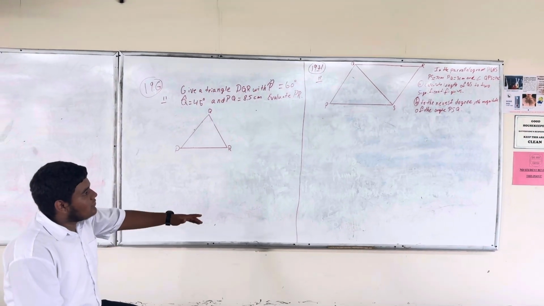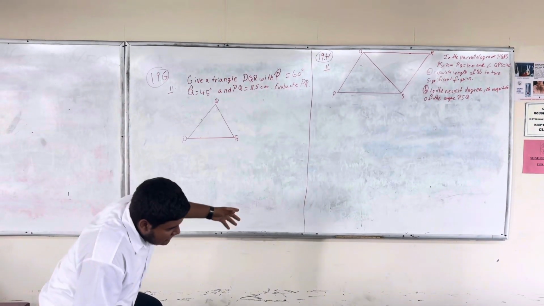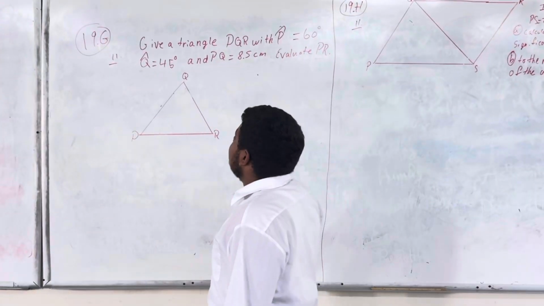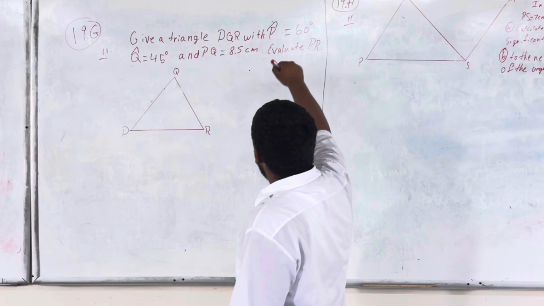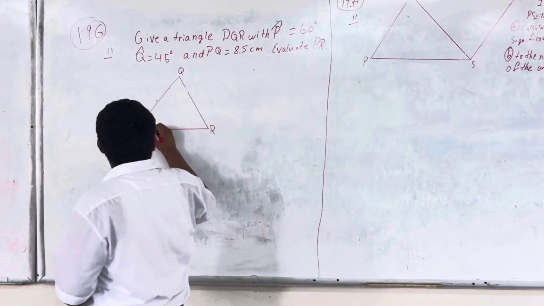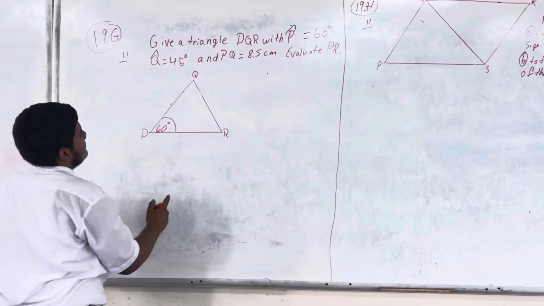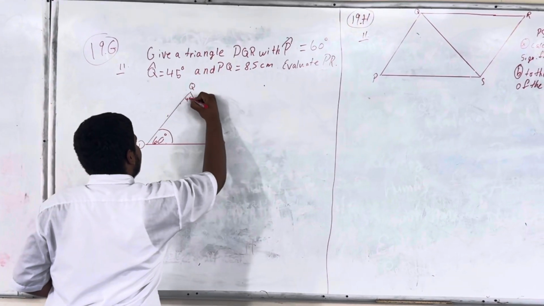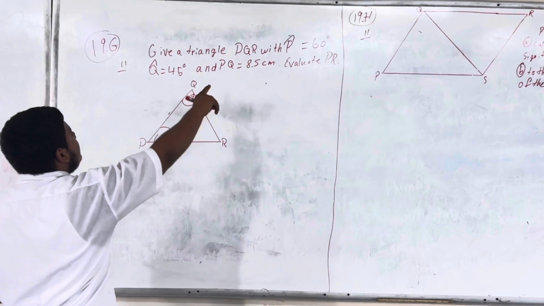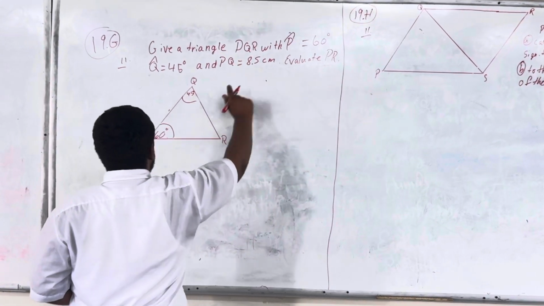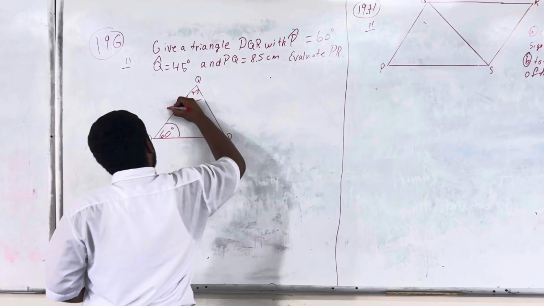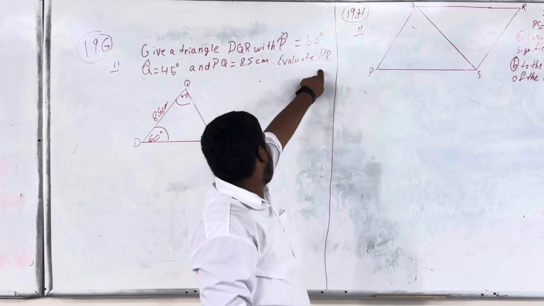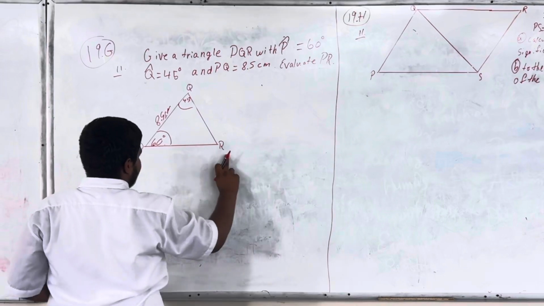Okay, today I'll be teaching you trigonometry with these two examples. The first one is 19G11. It says, given a triangle PQR with angle P 60 degrees, so this angle here will be 60 degrees. Angle Q will be 45. Angle Q is here, so this will be 45 degrees. And PQ equals 8.5 centimeters. PQ is this length here, 8.5 centimeters. Evaluate PR. PR is this distance here.